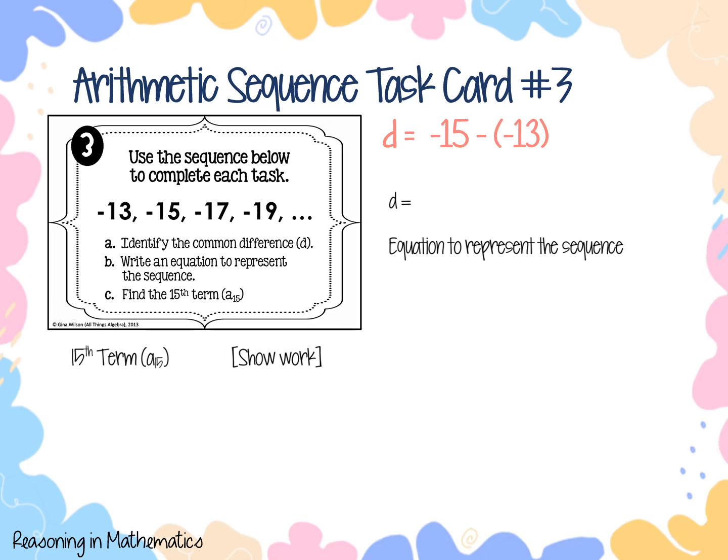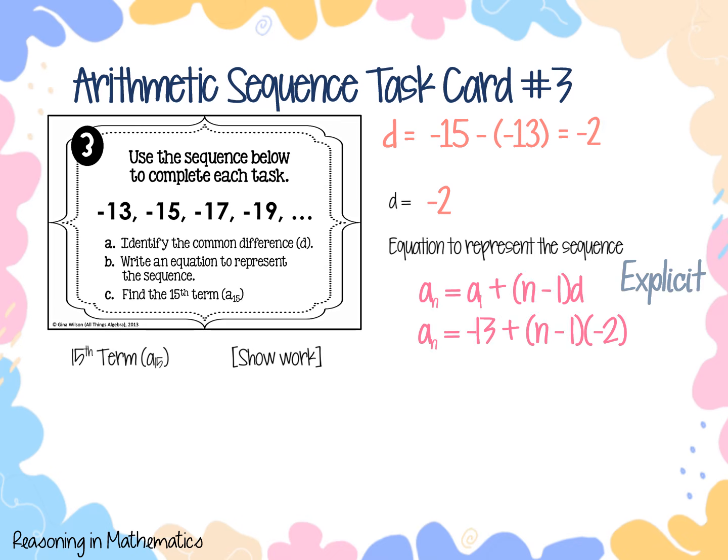Number 3, there is our arithmetic sequence, negative 13, negative 15, negative 17, negative 19. Find our common difference. Negative 15 minus negative 13 is negative 2, so it's going down by 2 every single time. Explicit formula. Let's plug in our values. Initial value, negative 13. Common difference is negative 2. Distribute that negative 2 to both the n and the minus 1. Negative 13 plus negative 2n plus 2.